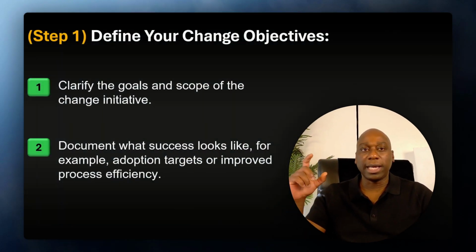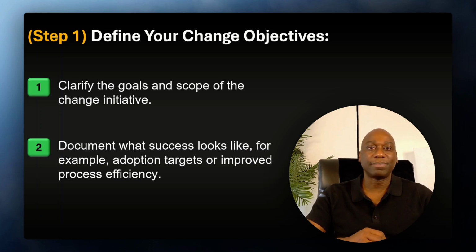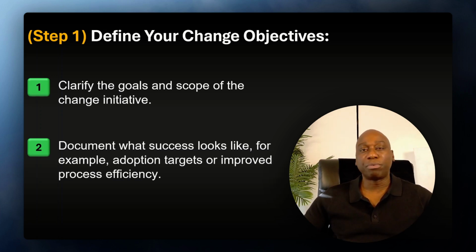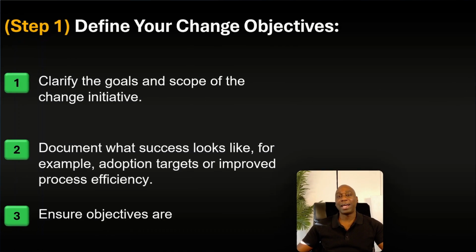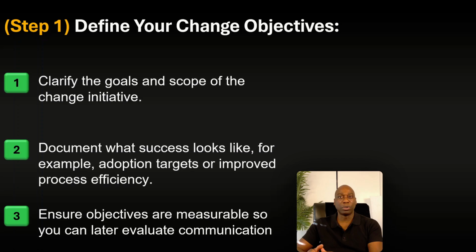So, for your communication plan, what does success look like? For example, your communication plan success could be reaching a particular number of targeted audience, improved proficiency or improved efficiency after people have read the communications that you are sending. That could also be another example of the goal, scope, and what success looks like for your communication. Ensure that your objectives are measurable so you can later evaluate communication effectiveness.